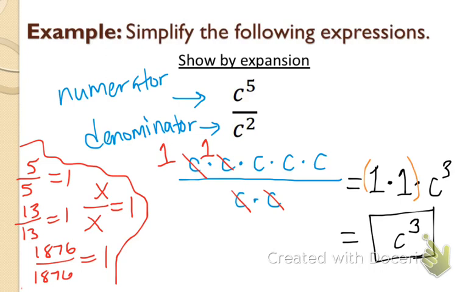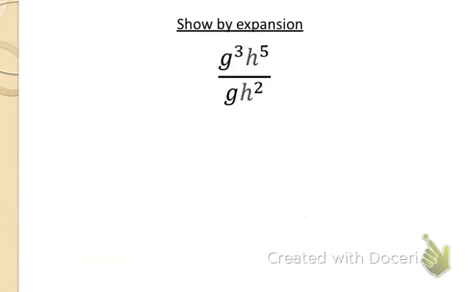Now you might be thinking, okay, I'm seeing a pattern here. This 3, is it associated to those two powers there? 5 and 2. How do I get a 3? Maybe I subtract. We'll hold off on that thought. Let's try a different example. So here we have g cubed h to the 5th divided by g h squared. So I'm going to expand.